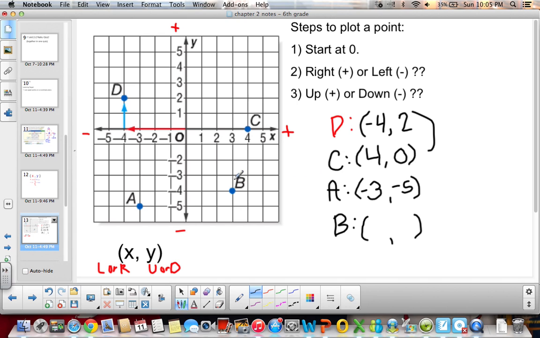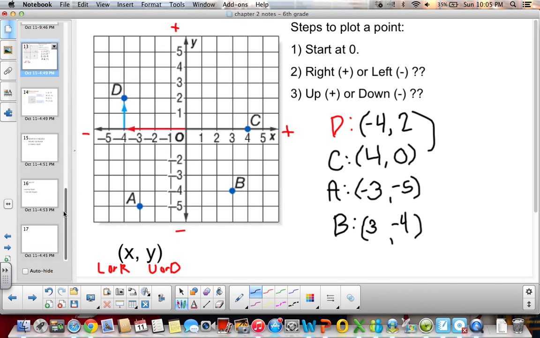Okay, B, starting at 0, I can see that I have to go 1, 2, 3 to get even with B. So I have 3, and then I go 1, 2, 3, 4, which is negative. So 3, -4.